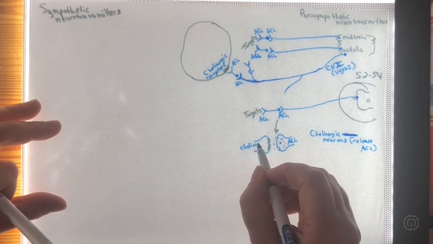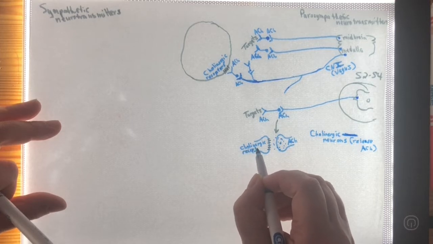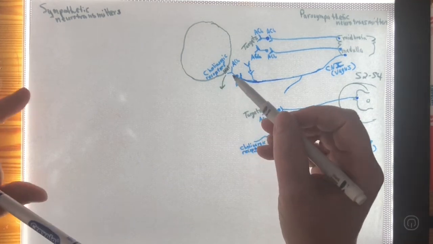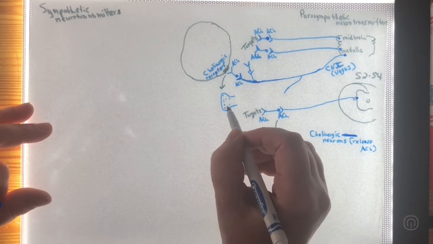synapse is going to be a cholinergic synapse. The presynaptic cell releases acetylcholine. The postsynaptic cell receives the acetylcholine. Therefore, the presynaptic cell is called a cholinergic cell, and the postganglionic cell will have cholinergic receptors.